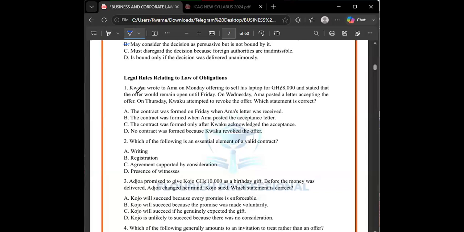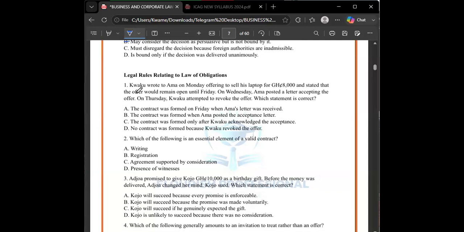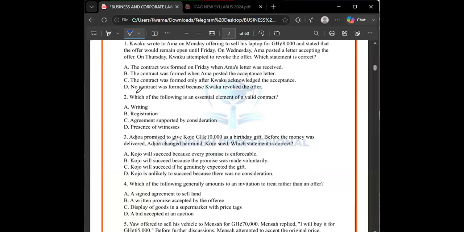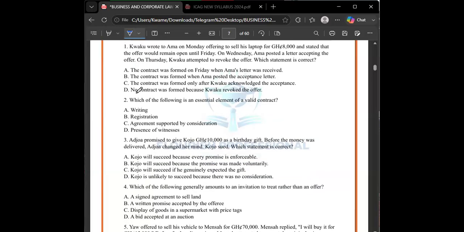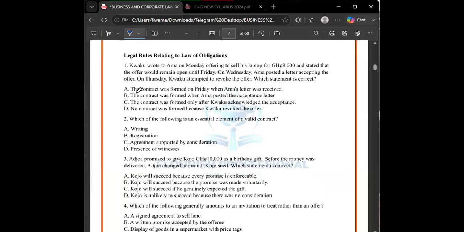All right, so we are coming to the legal rules. We have a few minutes ahead of us. Let's see if we can do a few questions under this. This is the area that has a lot of issues. The legal rules relating to the law of obligation. That's where we have contract, agency, torts, and even insurance and banking.